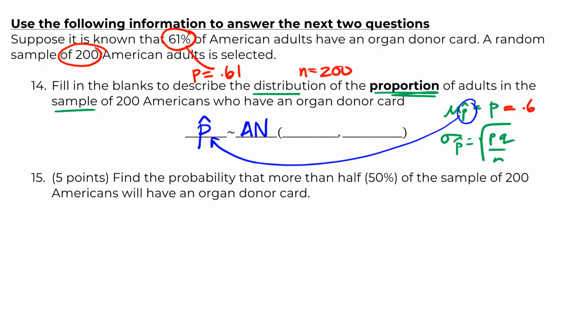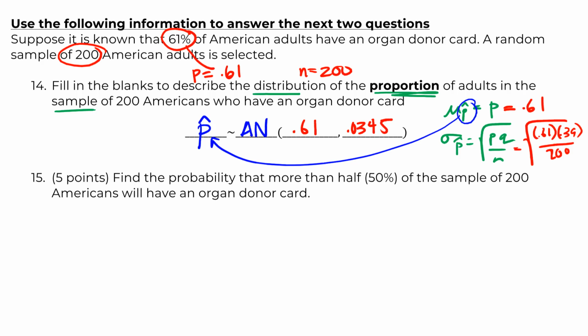We know that the mean is just 0.61. I'll throw that in there. Standard deviation, 0.61 times q, just 1 minus p, 0.39, all over that 200 sample size. Let's see what that is. Looks like we have 0.0345 for our standard deviation. Now remember, the whole point of this is to make the next question easier.